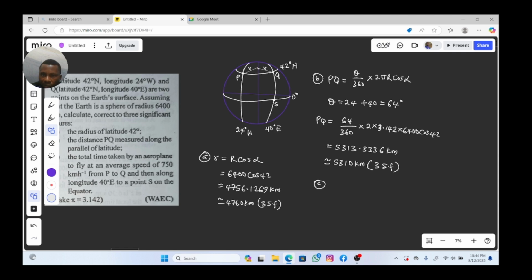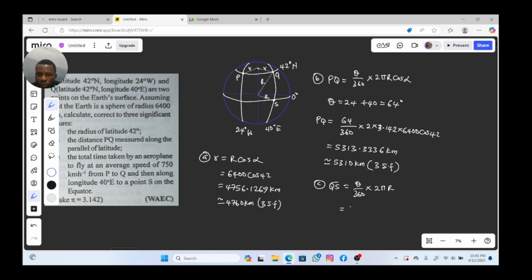So that means we are supposed to get this distance. Since it's along the parallel of longitude, we direct this Q to the center of the Earth, and this one to the center of the Earth also, and that will be R, capital R. This one also capital R. So we need to calculate that. So distance QS is also equal to theta over 360 times 2 pi capital R.